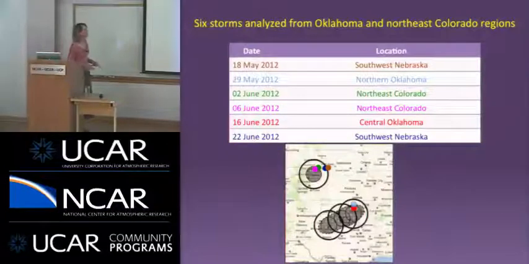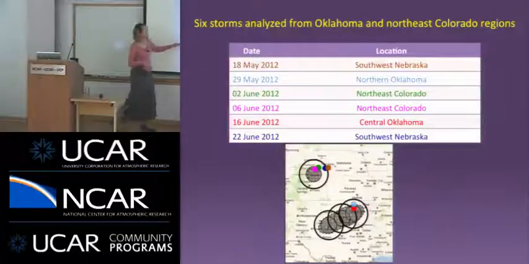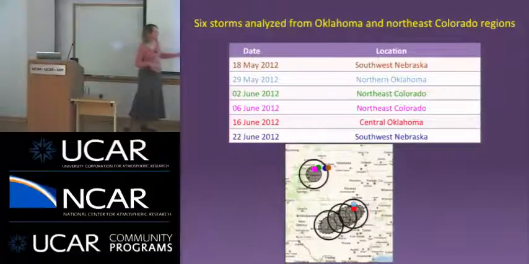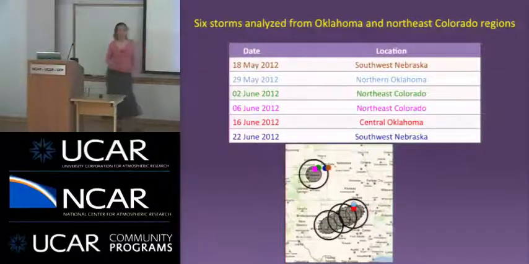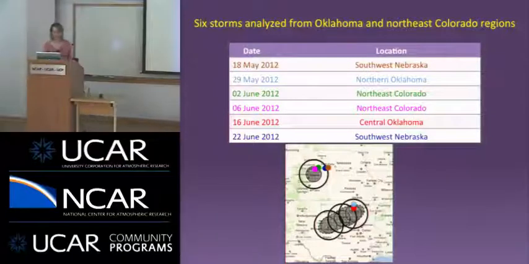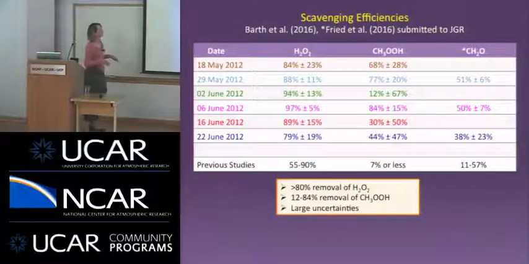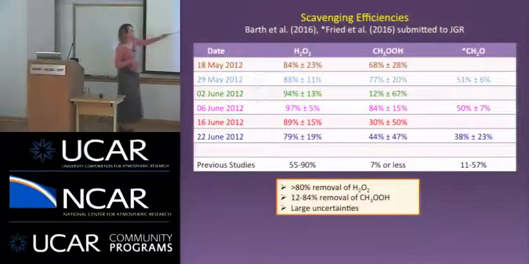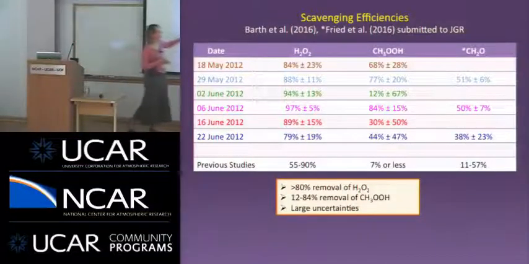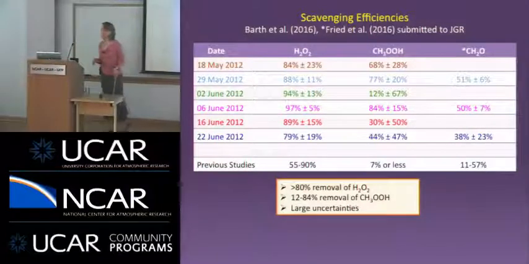I looked at 6 storms, 4 of those in northeast Colorado and southwest Nebraska, and 2 of them in northern Oklahoma. And here are the results that we found for those 6 storms. So I'm showing all the results that I came up with in my peroxide studies. Alan looked at 3 of these storms, and so I listed those results as well.